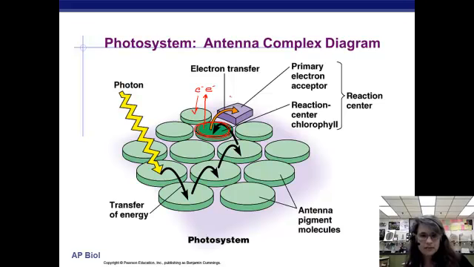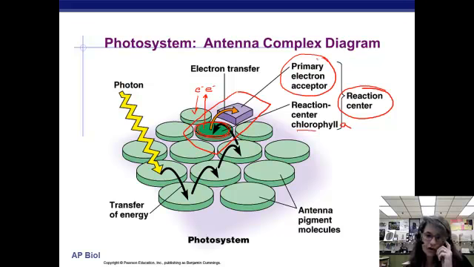However, in the antenna complex, in this region right here, I'm highlighting with this square, there is a region we call the reaction center. Okay? In that reaction center is the very special chlorophyll A molecule that is going to contribute its electrons, and something called the primary electron acceptor. When these electrons get excited, instead of falling back down, they are caught at their higher energy level by the primary electron acceptor.